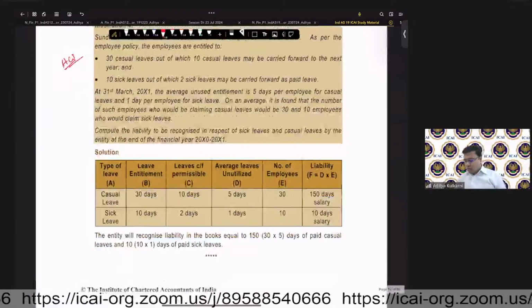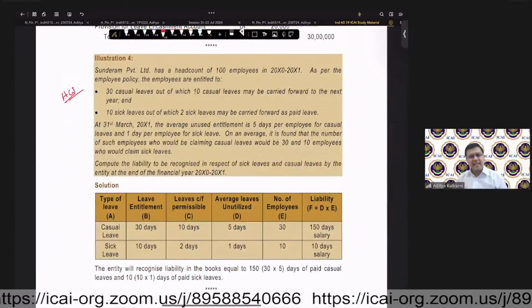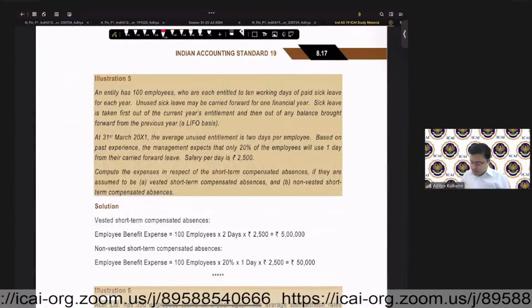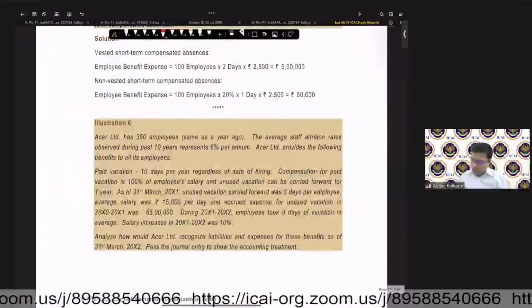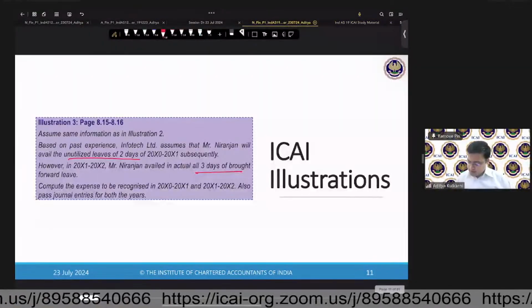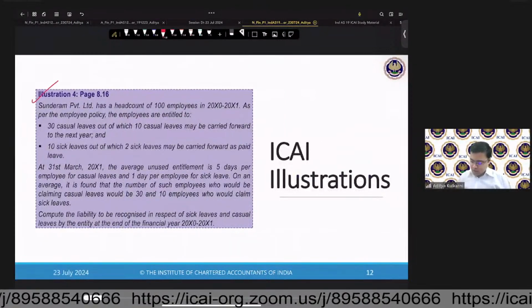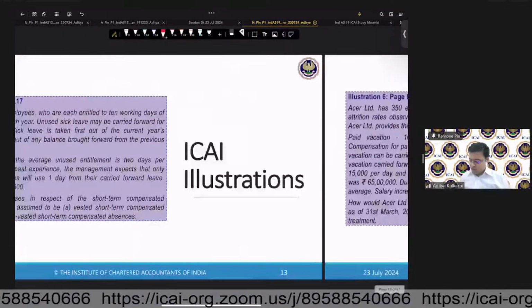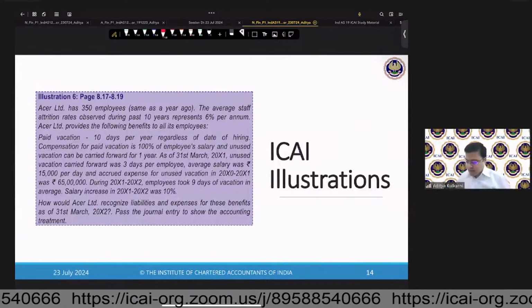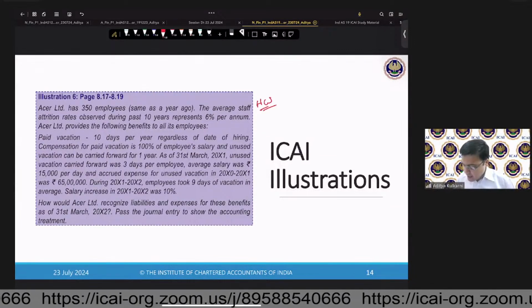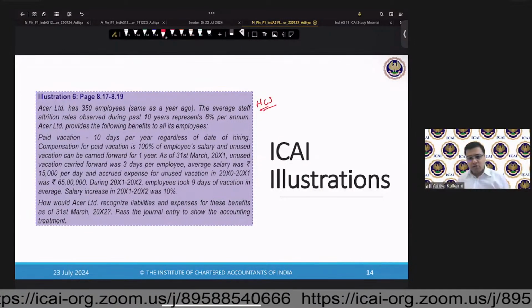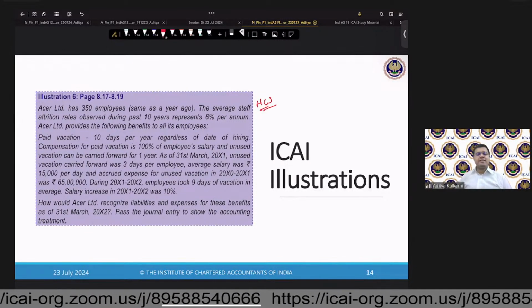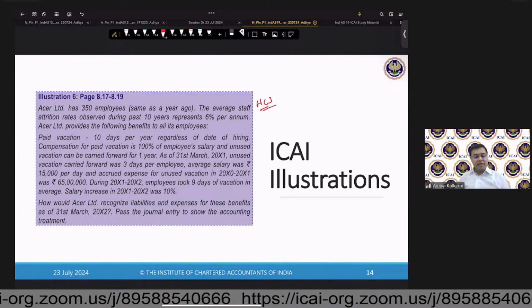Fine. So now coming to the next one. So this takes care of leaves. I don't have much to discuss on this. You can go through these 3-4 questions for homework. I would want you to go through illustration 6. That is a particularly interesting one. You can skip 4 and 5 for now and just browse through them later on. But illustration 6 is an exam standard question, so please go through this.